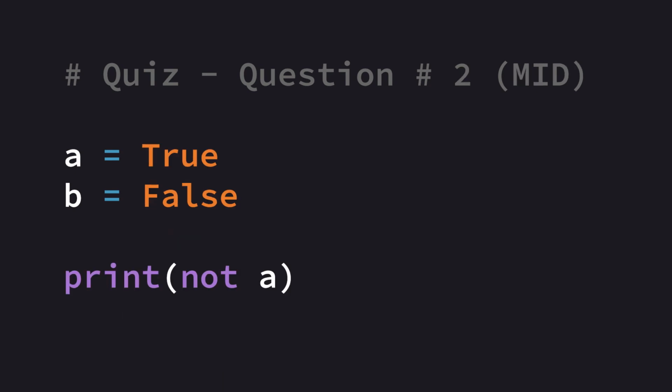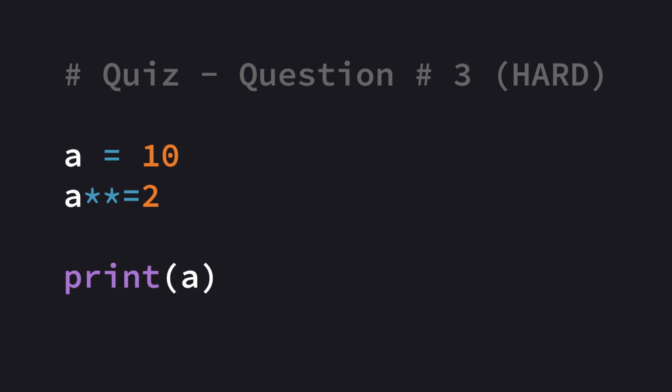Question number 2, medium. Given A equals true and B equals false, what does print not A output to the console? Question number 3, hard. Given A equals 10, what does this expression evaluate to?